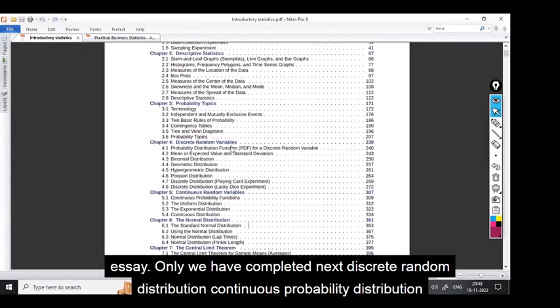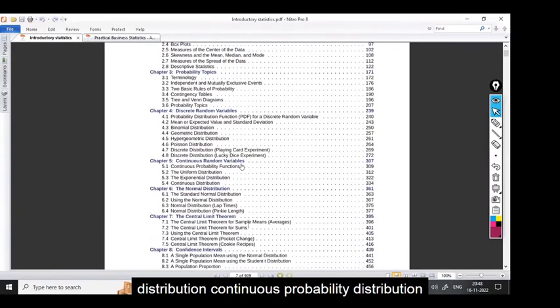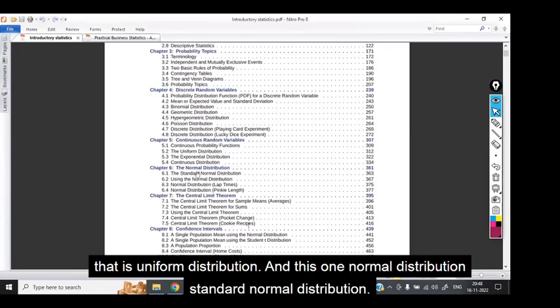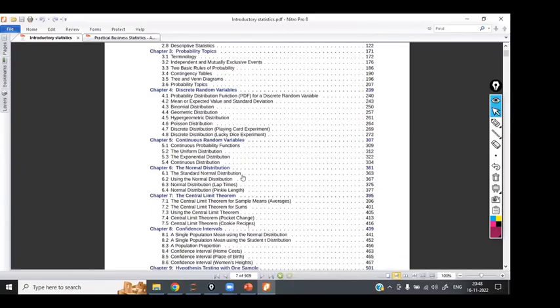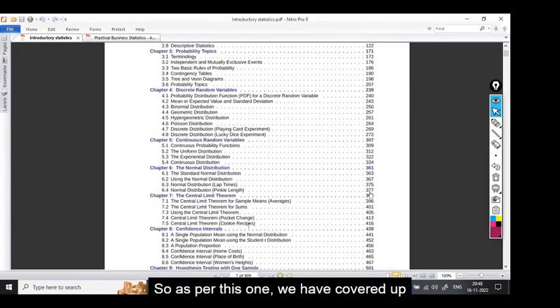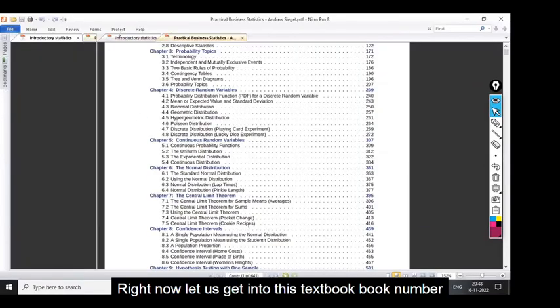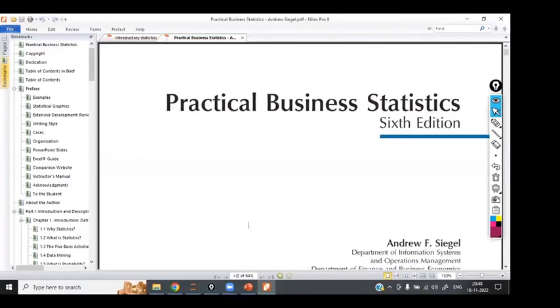Next, discrete random distribution, continuous probability distribution, that is uniform distribution, and normal distribution, standard normal distribution. So as per this, we have covered up to 377 pages as per this textbook. Right? Now let us get into this textbook, book number 2.